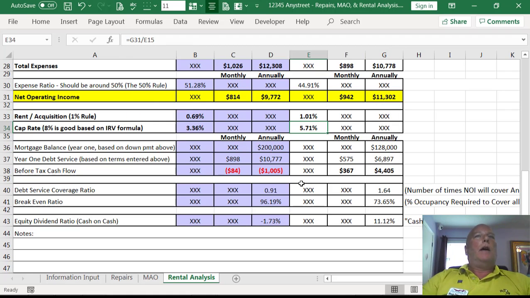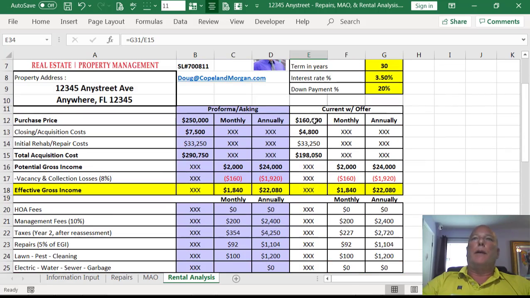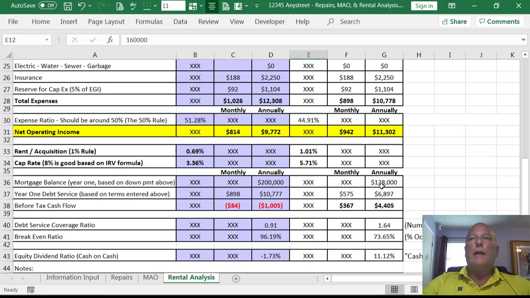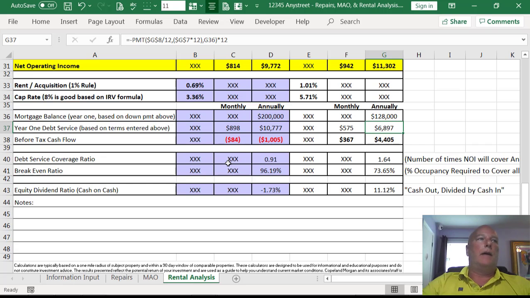I like my shirt. Anyway, this also gives you your mortgage balance based on what we put in, and if you want to refresh, it's 30 years, 3.5%, 20% down payment, and it calculates it off of whatever price you put in here. So 128,000 is your mortgage balance after year one. Your year one debt service based on terms, that's monthly, that's annually, same over here. And you can see here before tax cash flow is negative, over here is positive. So you can tell that full price offer at 250 is just not a good number.